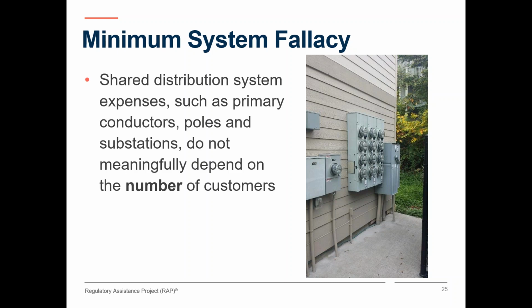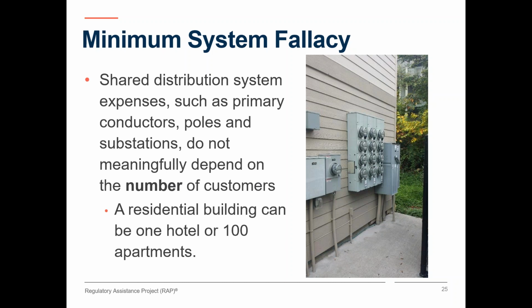The utilities, or many utilities anyway, have sought to use what has generally been called the minimum system method. We didn't make this up. It apportions a large portion of the cost of the shared distribution system on a per customer basis, on some kind of theory that every customer requires a slice of the shared system, a piece of every pole, a piece of every wire. As noted on the previous slide, it's load, not customer number, that drives the amount of the system that needs to be built out.